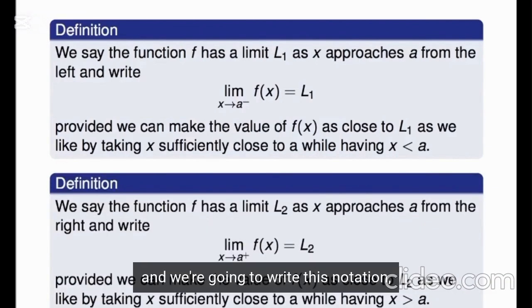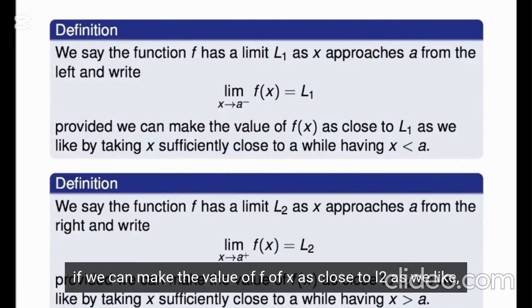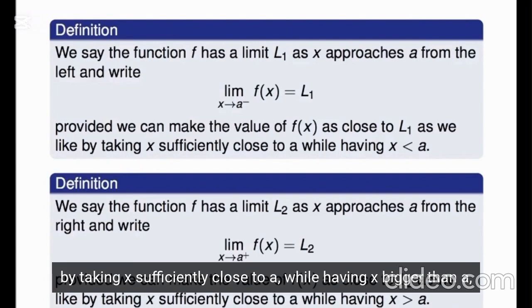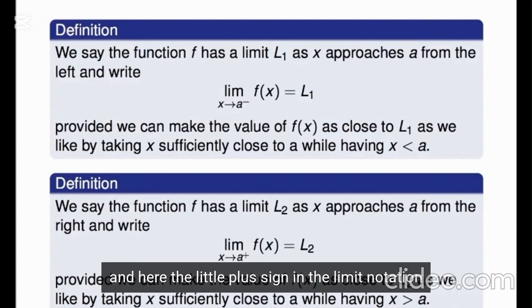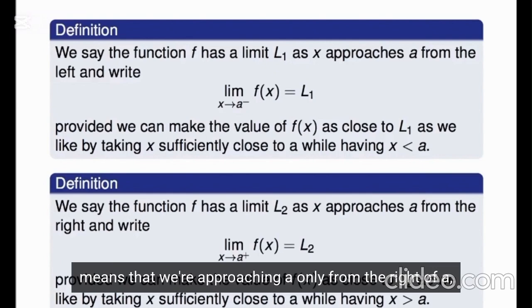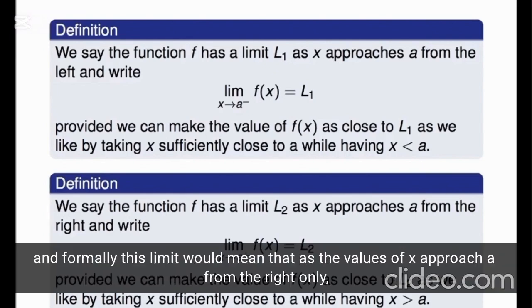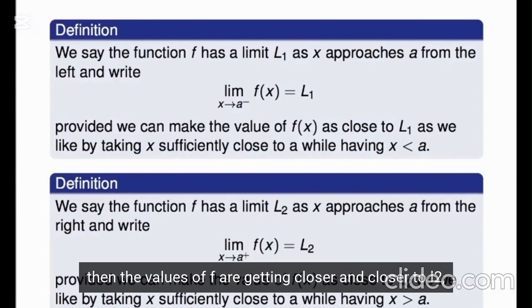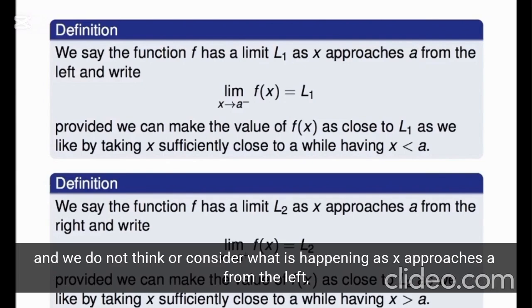and we're going to write this notation. If we can make the value of f of x as close to L2 as we like by taking x sufficiently close to a while having x bigger than a. And here, the little plus sign in the limit notation means that we're approaching a only from the right of a. Informally, this limit would mean that as the values of x approach a from the right only, then the values of f are getting closer and closer to L2, and we do not consider what is happening as x approaches a from the left.